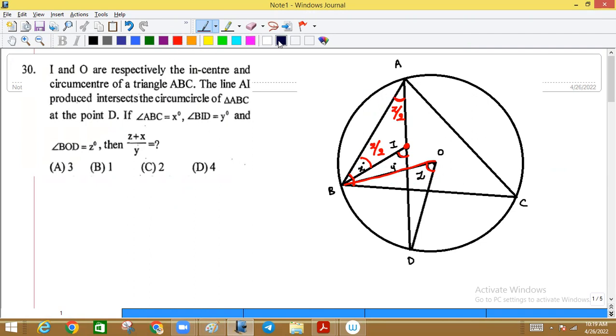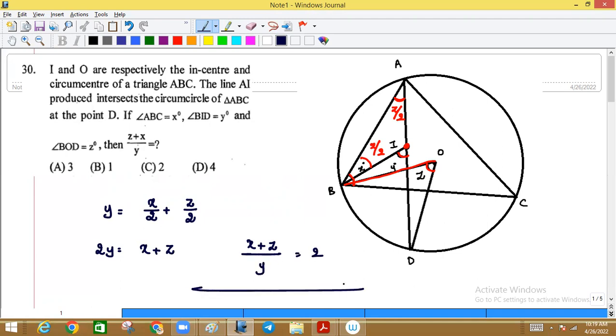Now tell me what is the exterior angle here? The exterior angle y is equal to the sum of two interior angles. The two interior angles are x by 2 and z by 2. Now 2y is equal to x plus z. Now what is (x plus z) by y? That's what he's asking. So (x plus z) by y is equal to 2.